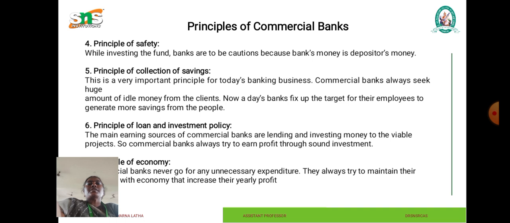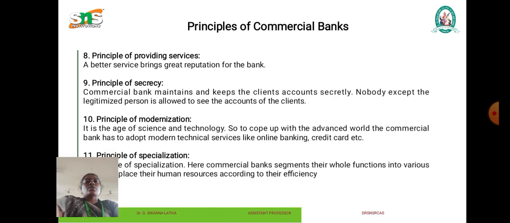Principle of collection of savings. This is a very important principle for today's banking business. Commercial banks always seek a huge amount of idle money from their clients. Nowadays, banks fix up targets for their employees to generate more savings from the people. The next one is principle of loan and investment policy. The main sources of income of a commercial bank are lending and investing money in viable projects. So commercial banks always try to earn profit through sound investment.